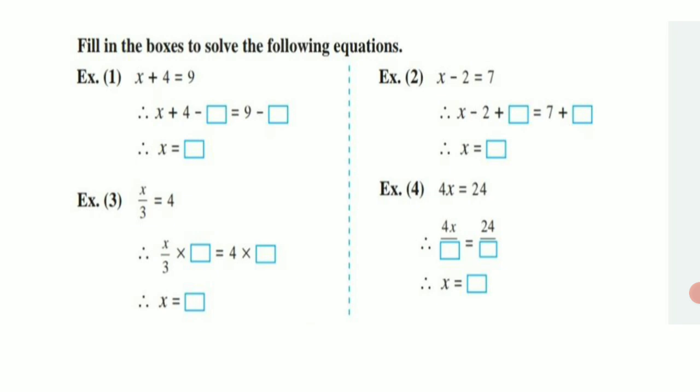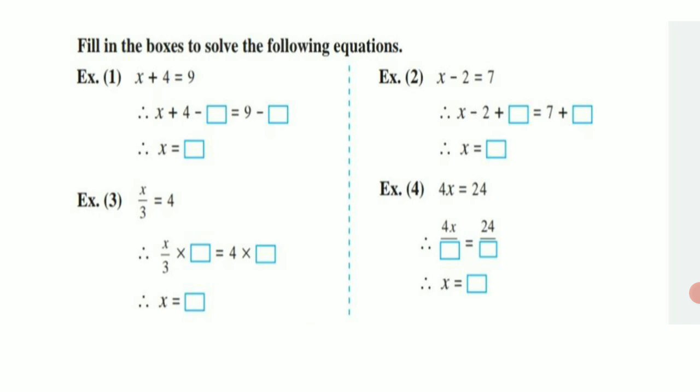Let us see some small examples. Fill in the boxes to solve the following equations. Example number 1, x plus 4 is equal to 9. Here we have to subtract the same number from both sides and we get the value of x. If we subtract 4 from both sides, we get x is equal to 5.